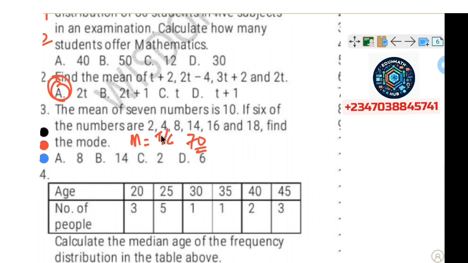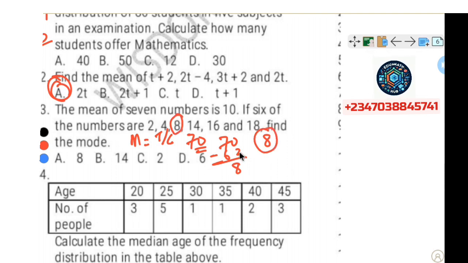Then remove it from 70. So you have 70 minus 62, that will give you 8. That means the 7th number is 8, and you're told to find the mode. So you can see that 8 is occurring twice, so the mode will be 8.